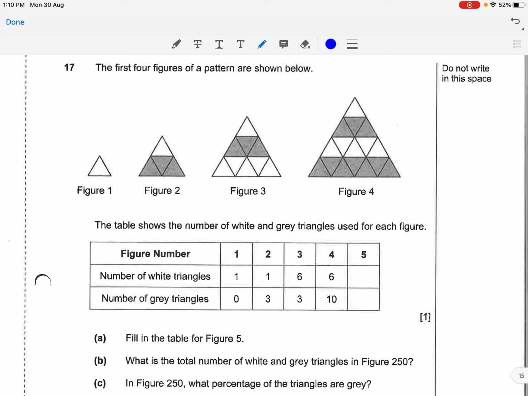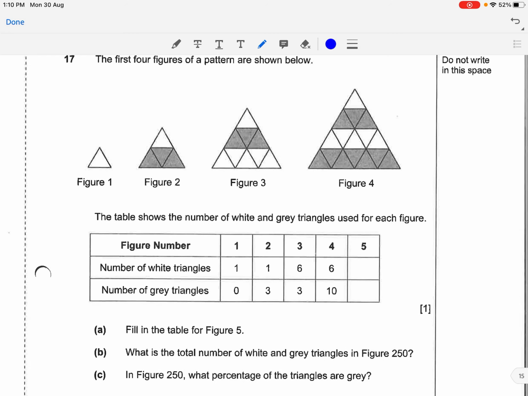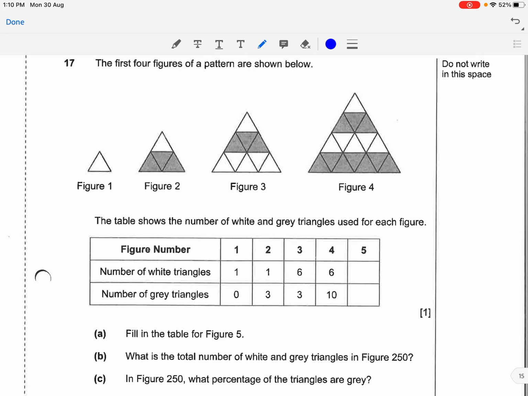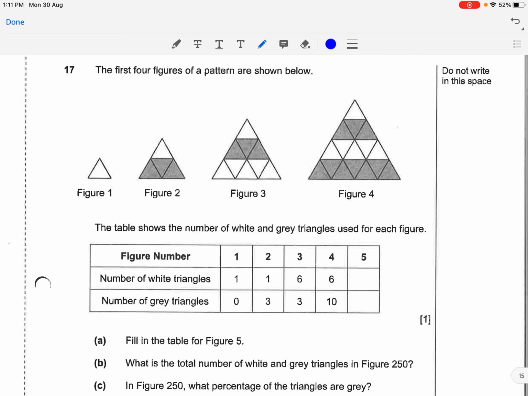Okay, the last question for this. The first four figures of a pattern are shown. Figure 1, figure 2, figure 3, figure 4. So definitely there's some difference in it, but let's take a look at whether we are able to just do A. Some of you might find B and C a little bit difficult, but let's see whether we can at least get 1 mark or 2 marks for that.